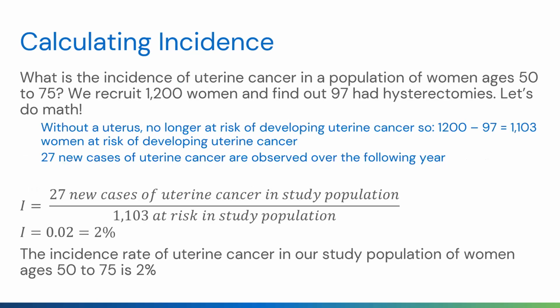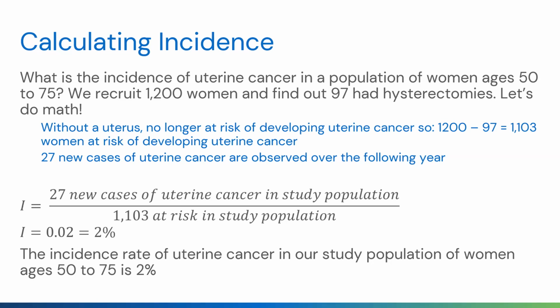How to calculate incidence. So let's work that through with an example. And again, it's the number of new cases over the total people at risk in the population, and that could be, for public health, the general population, or it could be a study population. So let's look at a study population. What is the incidence of uterine cancer in a population of women like we had done previously? So imagine we recruit 1,200 women who had 97 hysterectomies.